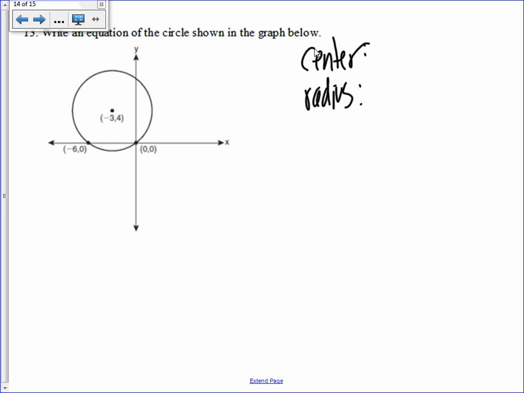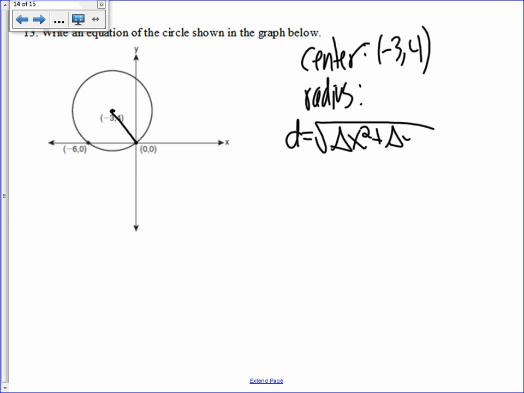Center is simple. Center is negative 3, 4. The radius is going to be the distance between the center and a point on the circle. To find the distance between 2 points, I'm going to use my distance formula: d equals radical change in x squared plus change in y squared.